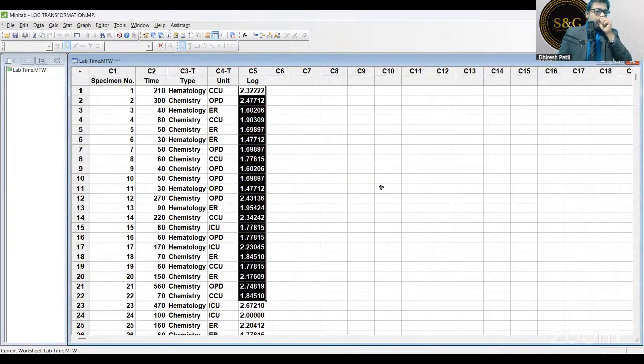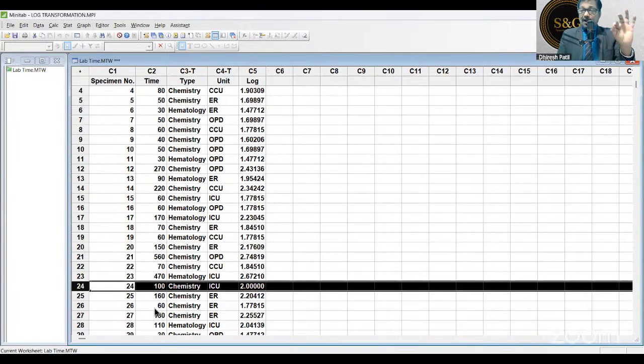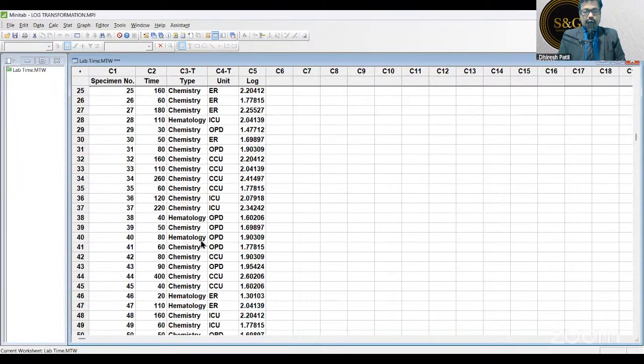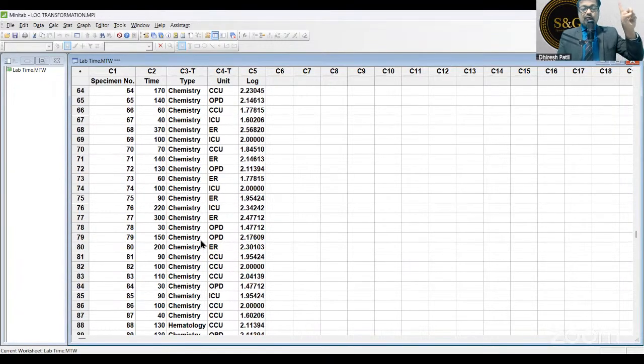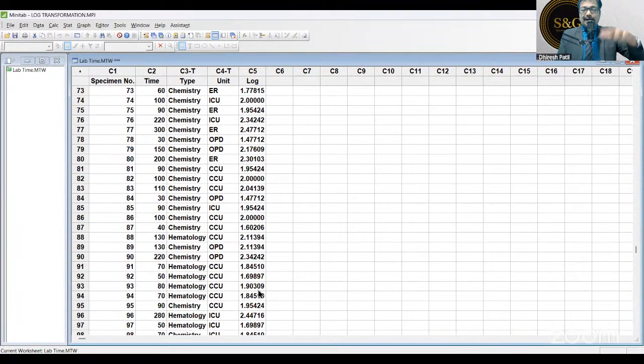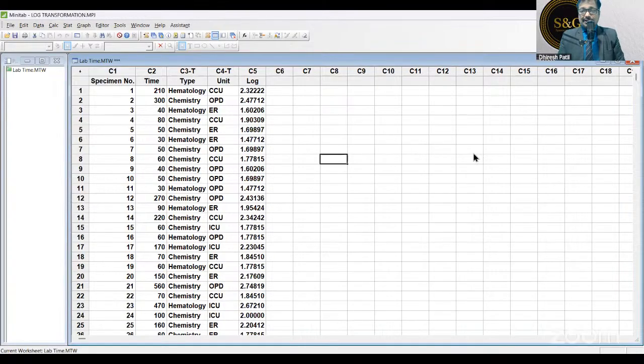Let me give you one example. For example, let's look at this. If I select time 100, which is the 24th row, you can see here the original value was 100 and the log value is 2. Are you understanding this? Just give me yes in the chat box. The original value was 100 and the log value is 2. So if the original value would be 10, the log value would be 1. Clear everybody? And everything in between. Clear? This is how the log transformation is done.